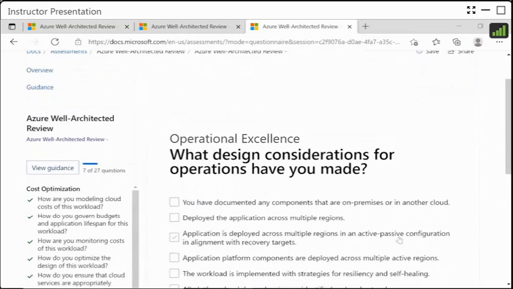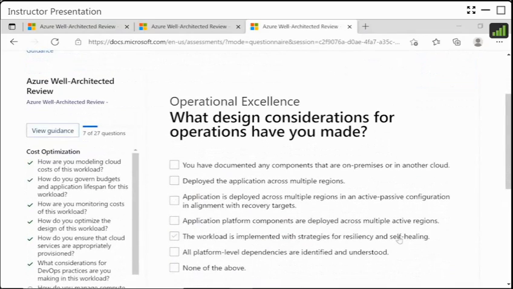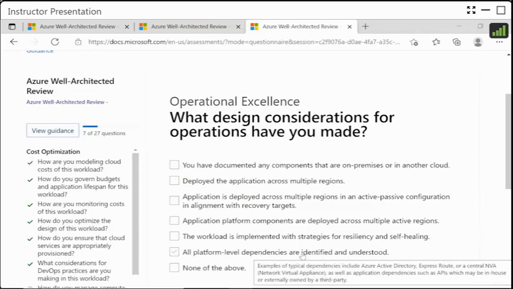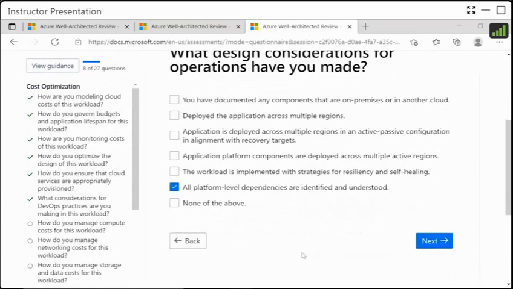I'll do a couple more here. You have documented any components that are on premises or in another cloud? I have not. You've deployed across multiple regions? No. Application platform components are deployed across multiple active regions? No. All platform level dependencies identified and understood? Okay, we'll say we've done that.